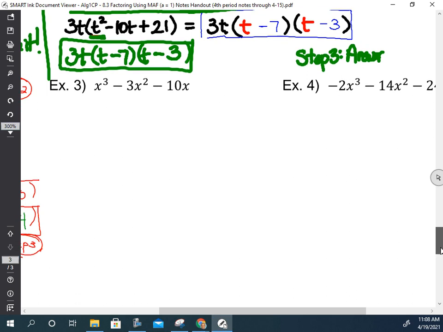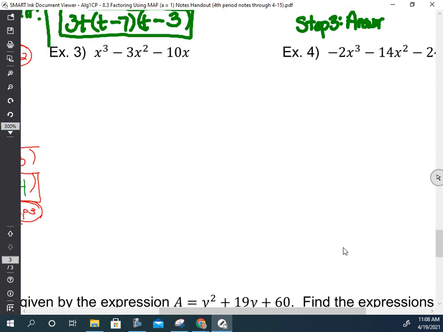Cool beans then, let's get to work. So example 3, you've got x to the third minus 3x squared minus 10x. So we're still solving this the same way: GCF, MAF, write the answer. So for example 3, we have a 1 in front of the x to the third, a 3, and a 10. A 1, 3, and a 10.